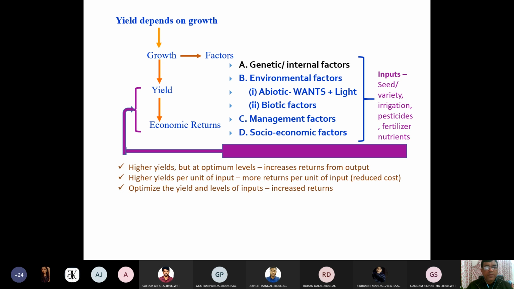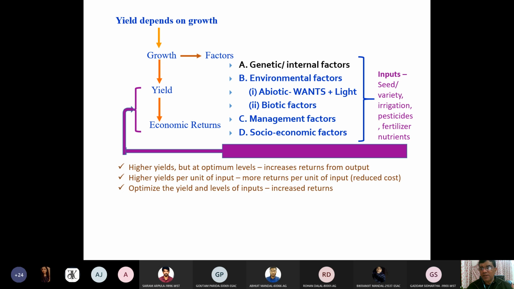so we start with the last lecture, and in the last lecture we saw what the different factors are that affect the growth of the plants. So you see, yield depends on the growth of the plant. So we need the optimum growth. We need good growth of the crops, and then good growth only can give you better yields and then economic returns. So we have seen some factors that affect the growth.